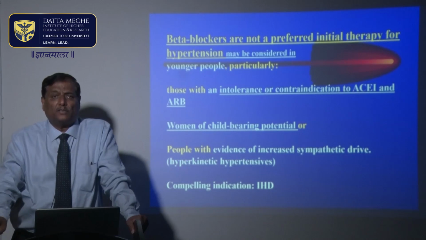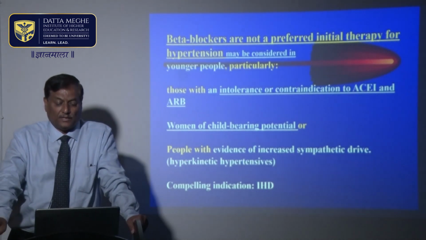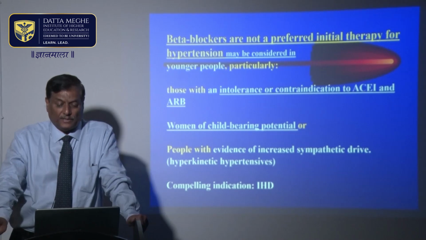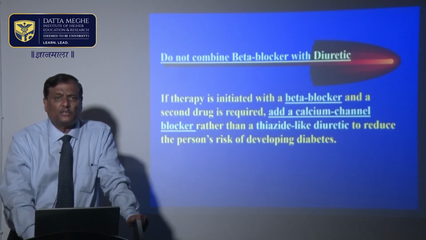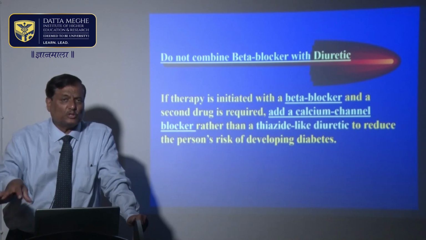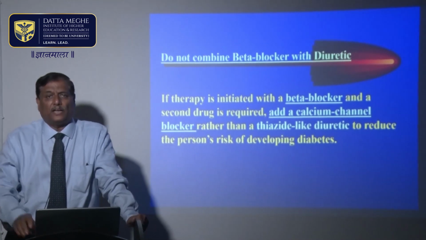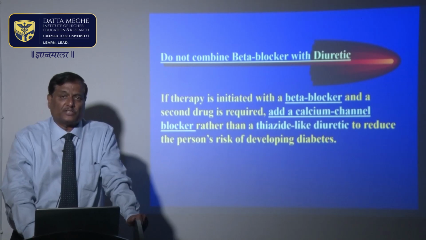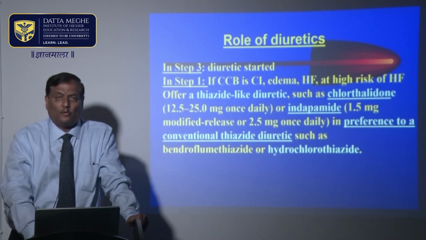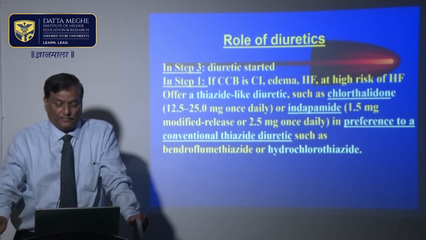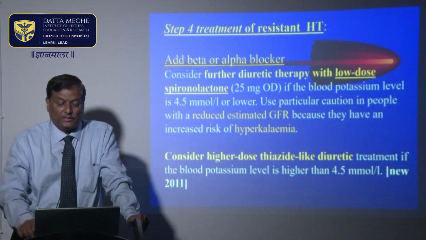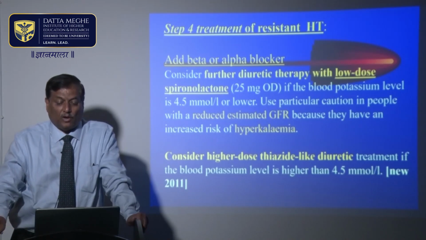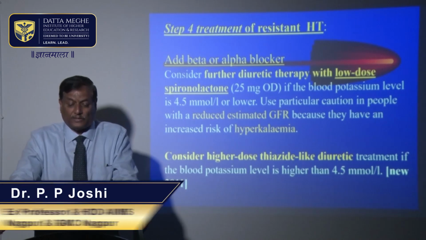Beta blockers are not preferred initial medications, because they cause hyperglycemia, and ACE inhibitors and calcium channel blockers are better. As a third line of drugs, we can use beta blockers. Usually we should not combine beta blockers and a diuretic, because both of them can cause hyperglycemia and can unmask diabetes, especially in those patients who have metabolic syndrome. The role of diuretics is much less than what it was previously, and they are in step 3. In step 4, we add an alpha blocker, or we can add a mineralocorticoid receptor blocker.